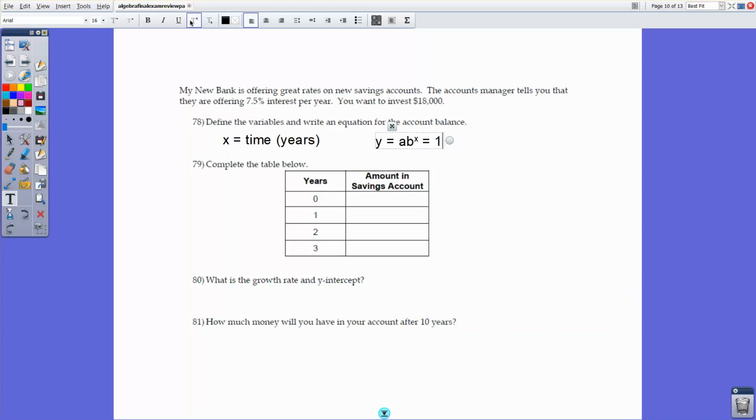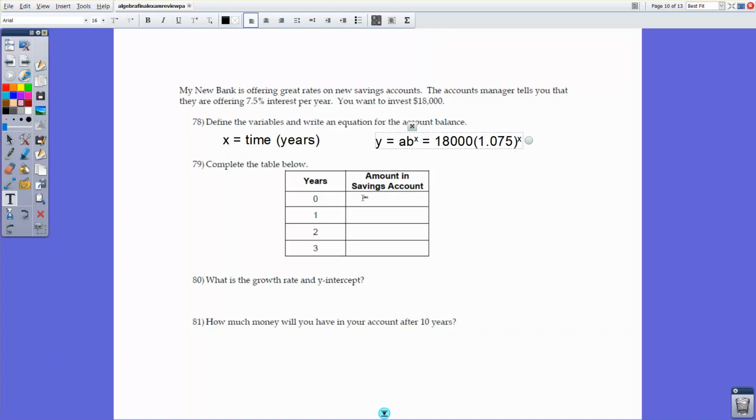And then a is the starting amount, which is 18,000. And then our interest is 7.5% per year. That's a percent increase. So we'd use 1.075, 1 plus r, right? And then that would be raised to the x power. Okay? So completing the table below.